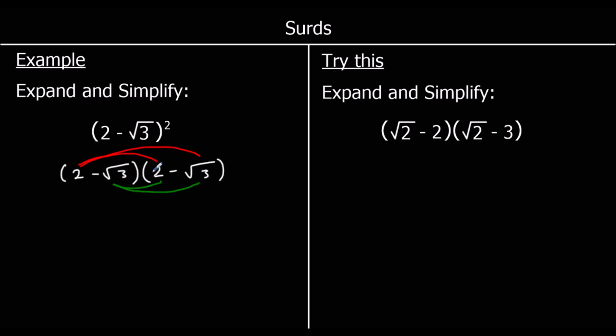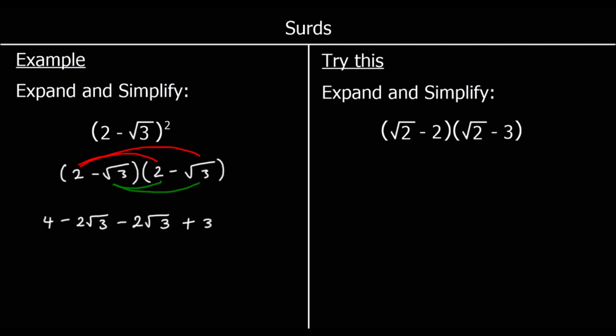So 2 times 2 to start with, that's 4. 2 times a negative root 3, it's going to be negative, and 2 times root 3 is 2 root 3. Negative root 3 times positive 2 is going to be negative. Root 3 times 2 is 2 root 3 again. And we've got a negative times a negative, which is positive. And root 3 times root 3 is 3.